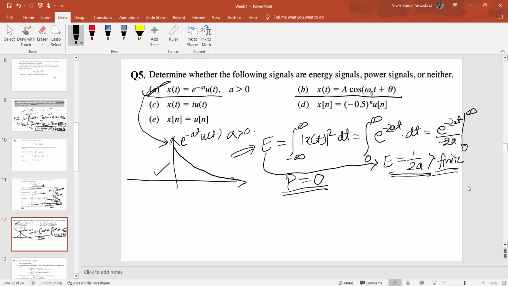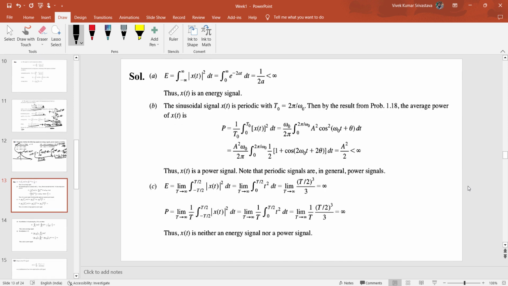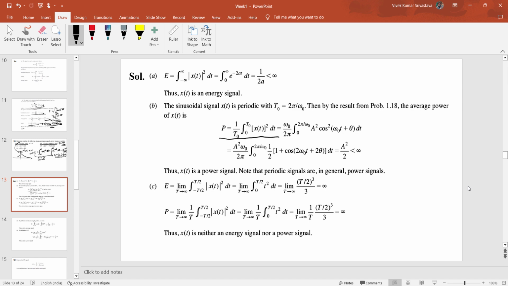So just by looking at this signal, which is a periodic signal, because every sine or cos signal is a periodic signal, and every periodic signal is basically a power signal. Okay, so just by looking at this signal we can say that it is a power signal. So you can also use this expression so as to calculate whether power is finite or not.